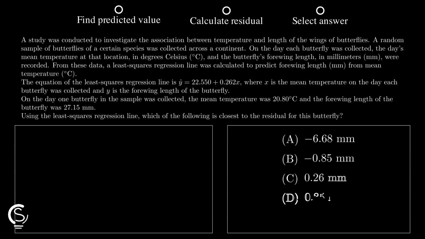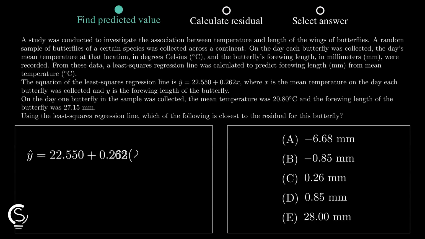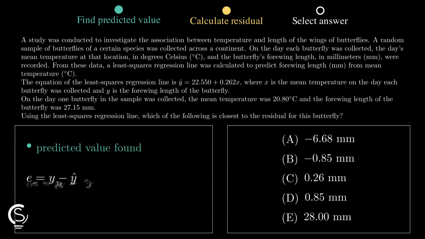First, plug the temperature of 20.8 into our regression equation. Multiplying by 0.262 and adding 22.55 gives us the predicted length. Now find the residual by subtracting the predicted value from the actual observed length of 27.15. This difference represents the error of our linear regression model today.